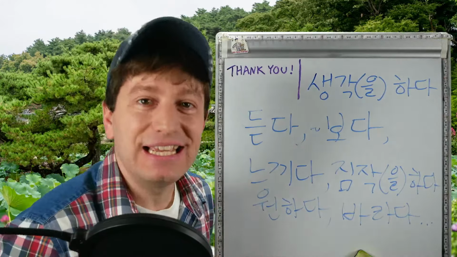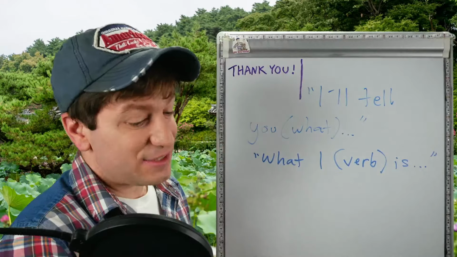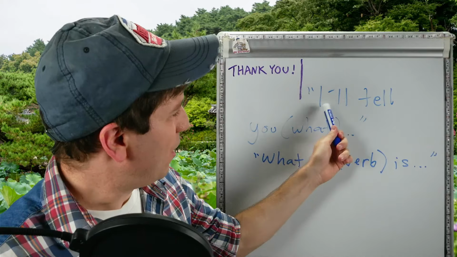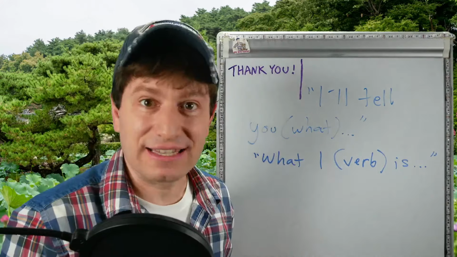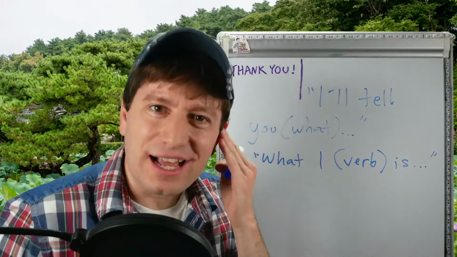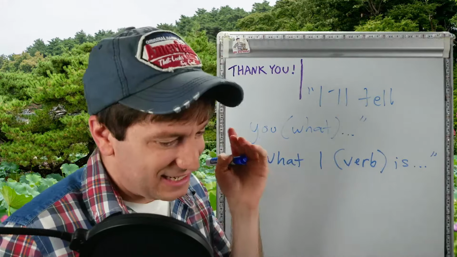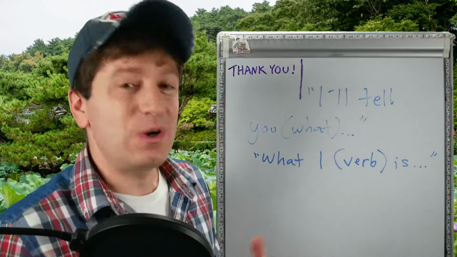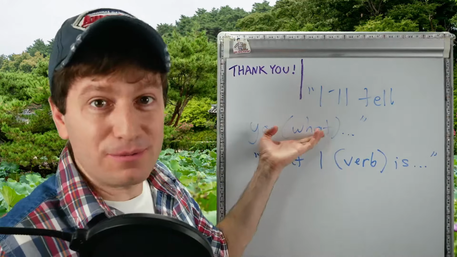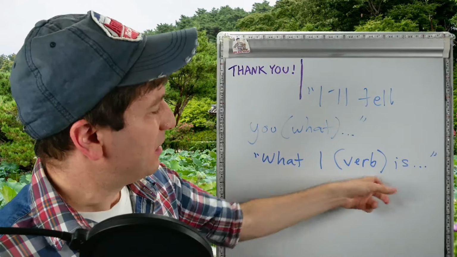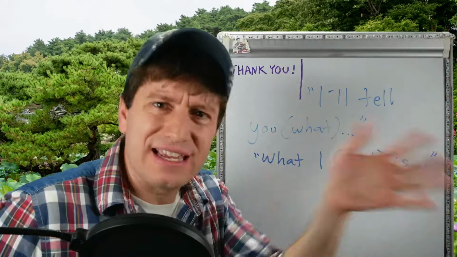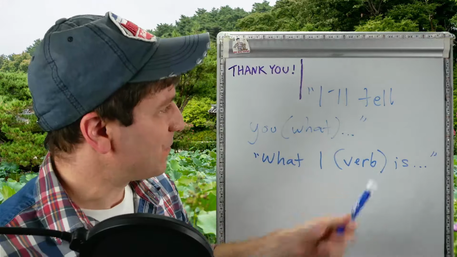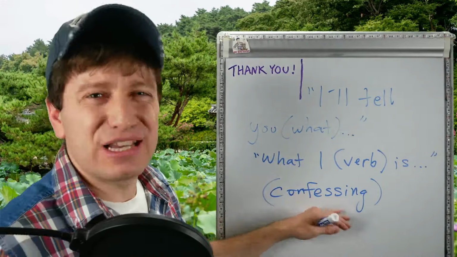And many, many more. This form has the meaning of whatever verb you use it with, saying something like this. I'll tell you what I 생각하다, think. I'll tell you what I 듣다, heard. 보다, see. 느끼다, feel. 짐작하다, guess. 원하다, want. 바라다, wish for or hope for. That's what this form means. Or what I verb is, what I hear is, what I want is, what I think is, what I feel is, like that. It has the nuance that the speaker is confessing something.